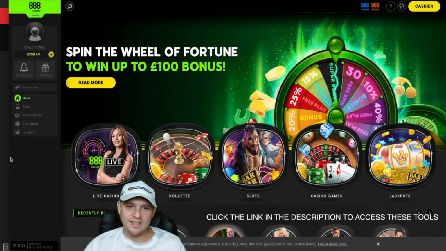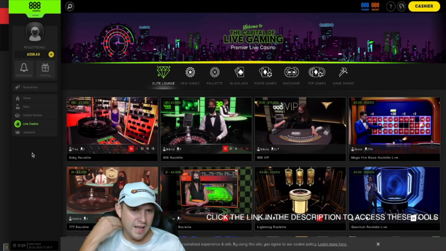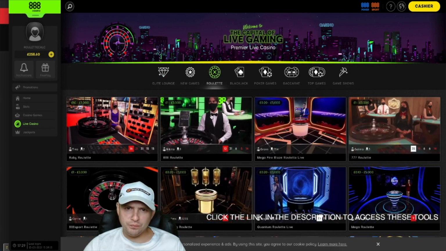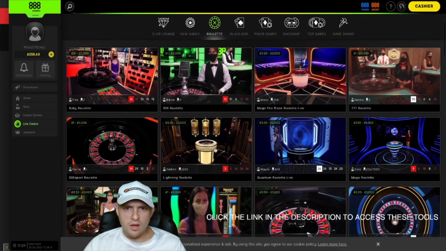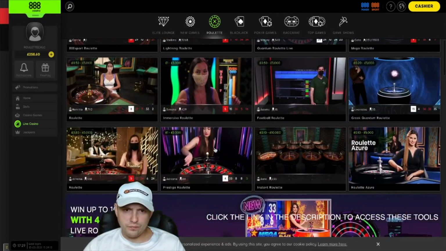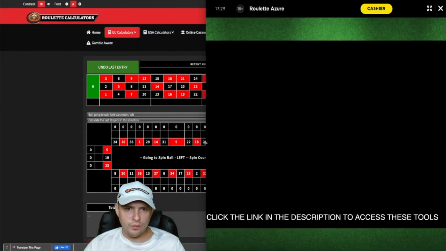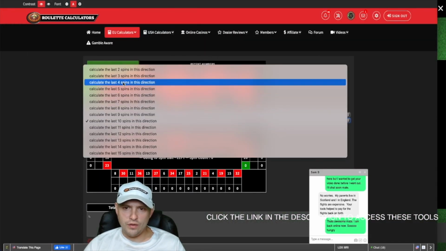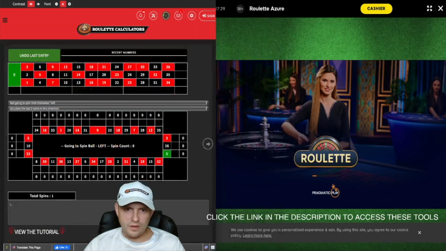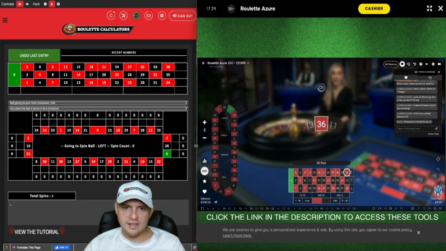So let's get straight into this strategy. You can see my balance is £258.60, which is where we left off from the previous video. We're going to head over to Roulette and select a table. In this case we're going to Roulette Azure, which we typically use in quite a few other sessions. We're just adjusting the screens now so it's easy to see.